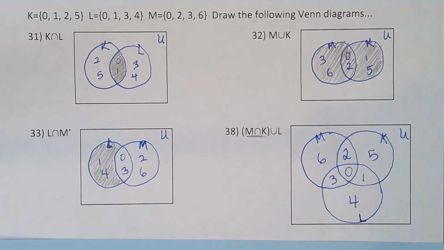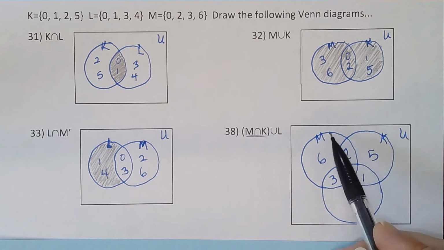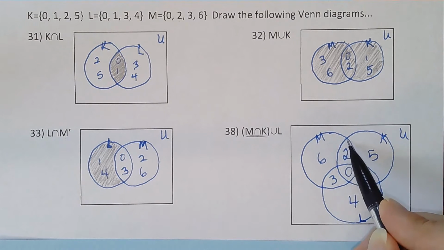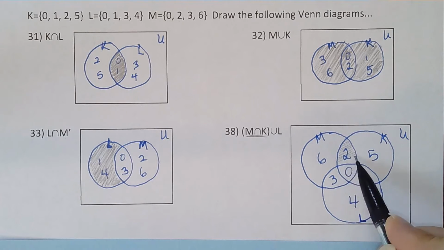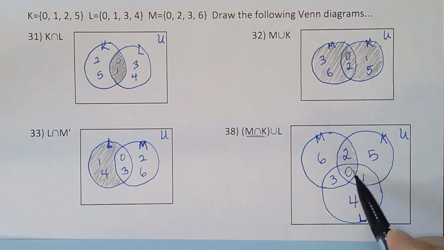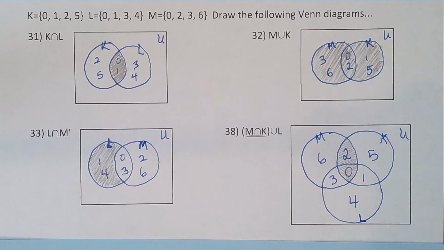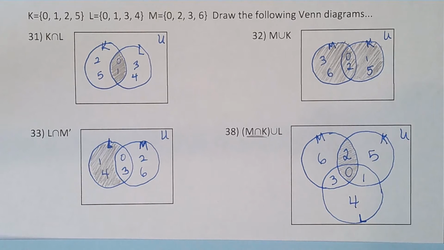Remember parentheses first. In order of operations, we do parentheses first. Same thing with the sets. So we're going to take the intersection of M and K. We only want what M and K have in common. So here's circle M and here's circle K. And what they have in common, where those two circles overlap, is all of this right here. Those two circles, M and K, overlap, and they share the elements 2 and 0.